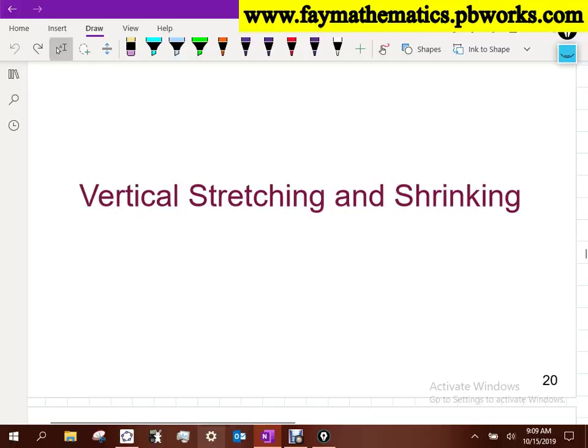All right, so picking up with transformations. Okay, yesterday we talked about moving these things left, right, up, down, and reflecting. Today I want to talk about the stretching aspect of them. And the first thing is to talk about the vertical stretch.